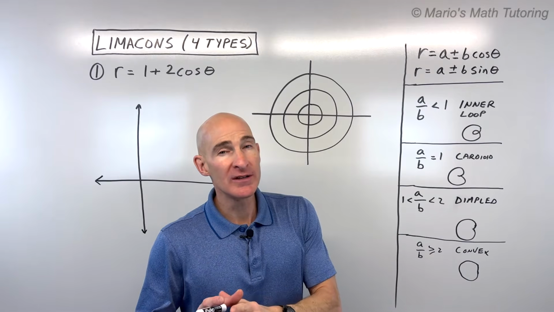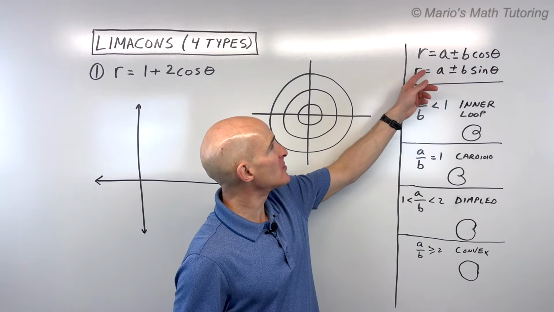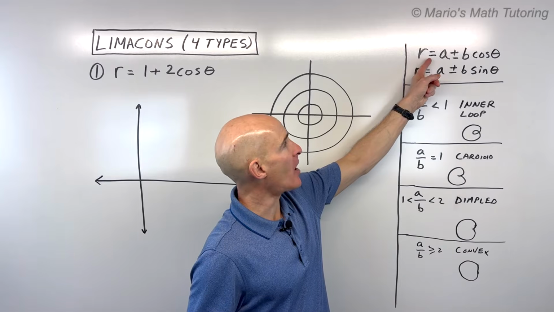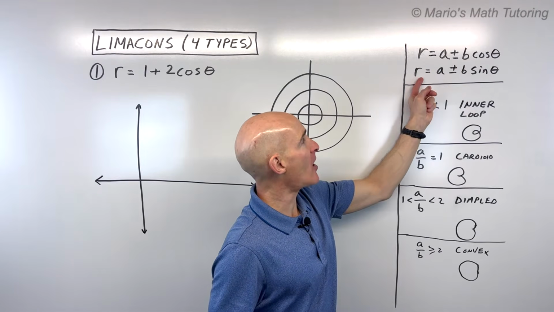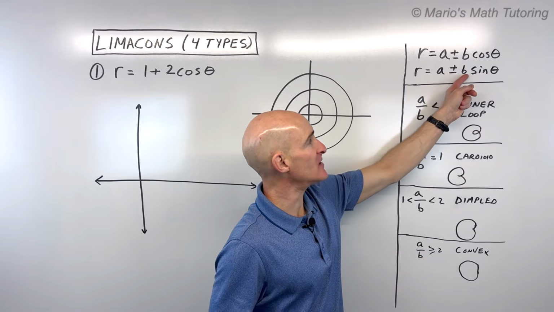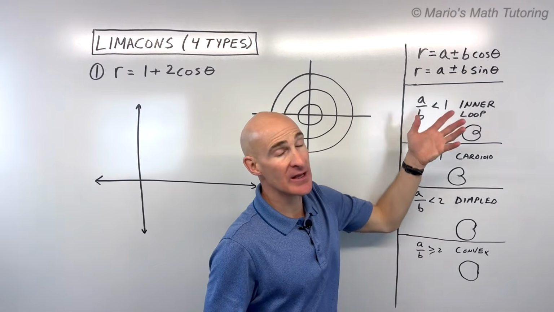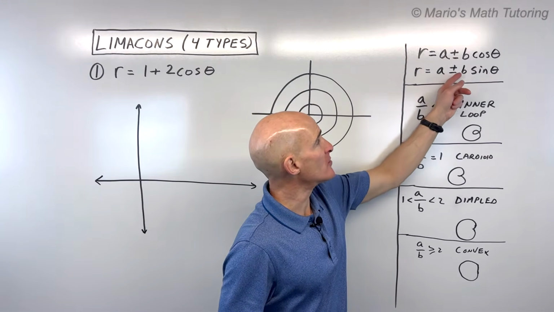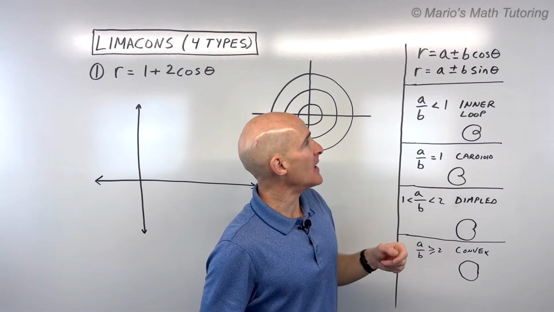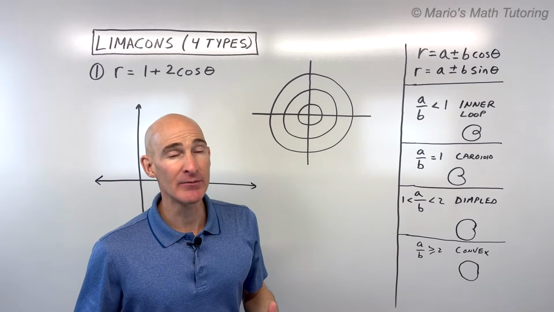But when you're dealing with a Limaçon, you'll notice that the equation is in this form: r equals a plus or minus b cosine theta, or r equals a plus or minus b sine theta, where a and b are just numbers. And these are 2 terms separated by plus or minus. That's how you can tell that you're dealing with a Limaçon.